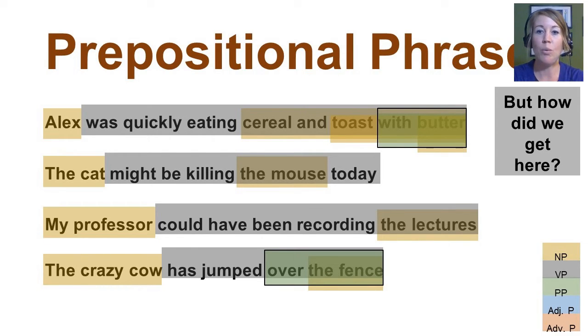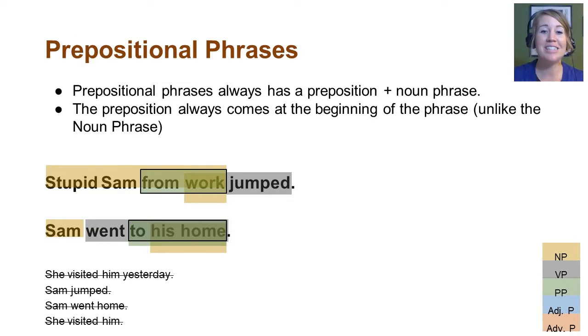So in here we have with butter, over the fence. With and over are obviously what parts of speech? They are prepositions. The prepositional phrase always has a preposition and a noun phrase. So the prepositional phrase is always a preposition plus a noun phrase. The preposition always comes at the beginning of the phrase, unlike the noun phrase.